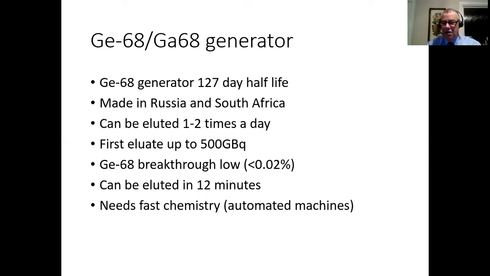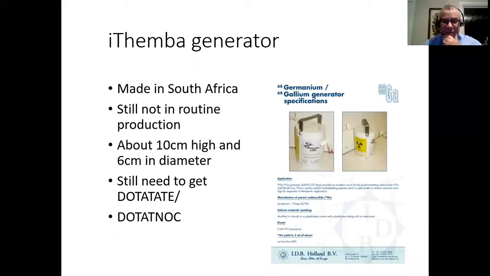When you first dilute it, you can get up to 500 megabecquerels, not gigabecquerels. And the germanium breakthrough rate is fairly low, less than 0.02%. You don't want germanium because it's got a long half-life. It takes about 12 minutes to elute it, and you can probably do 2 and possibly 3 elutions in a day. One of the problems with a shorter half-life is you want to use fairly rapid chemistry. So they tend to use automated machines for this.